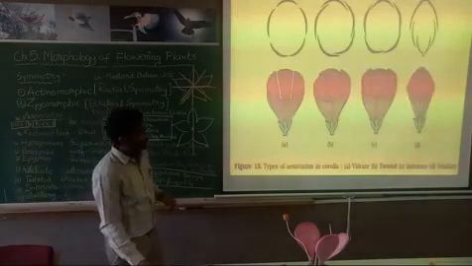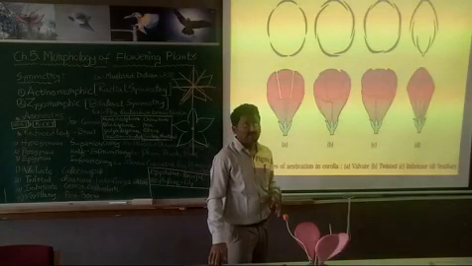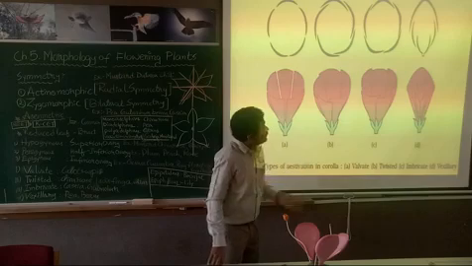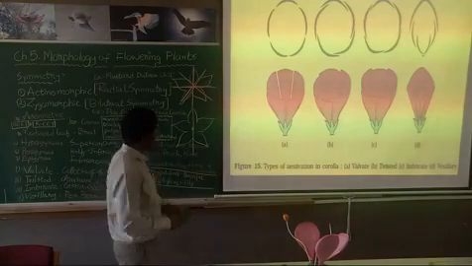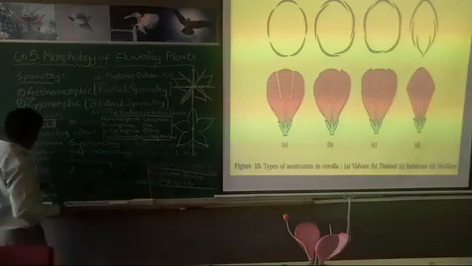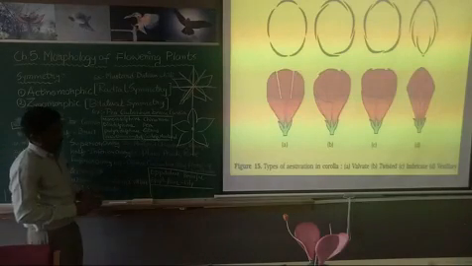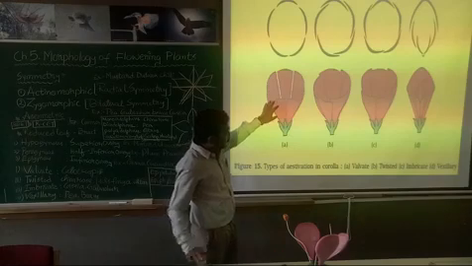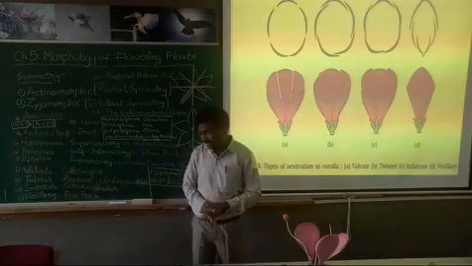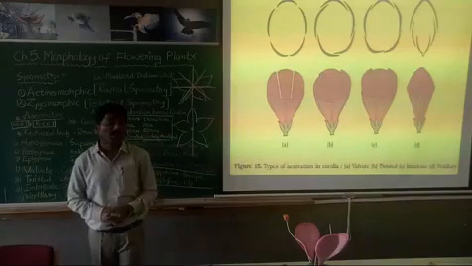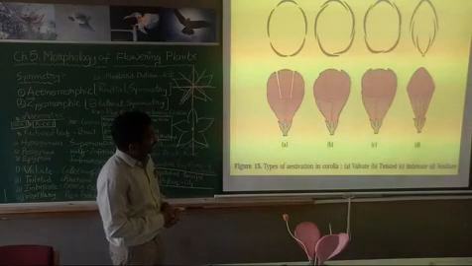Next, one more important concept I am going to explain here: estivation. What is meant by estivation? The mode of arrangement of sepals or petals is known as estivation. Here you can see there are four kinds of estivation: first valvate, second twisted, third imbricate, and fourth vexillary. Students, on the screen you can see the diagram of valvate estivation. As I told you, the mode of arrangement of sepals or petals is known as estivation.